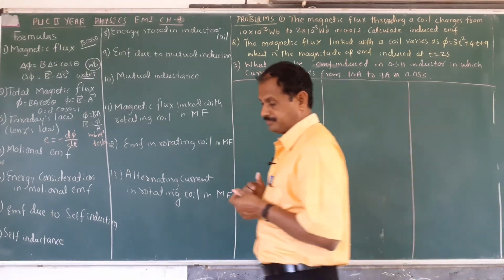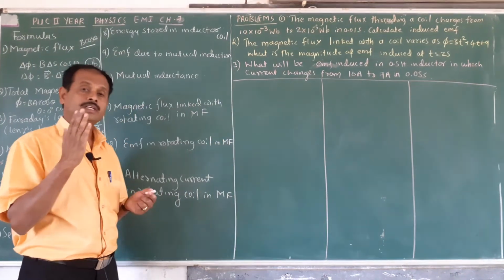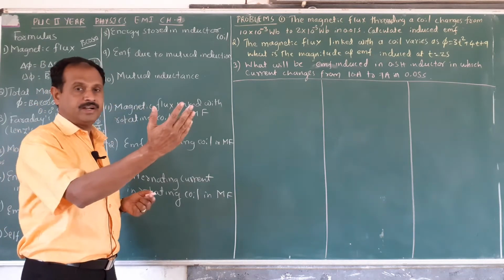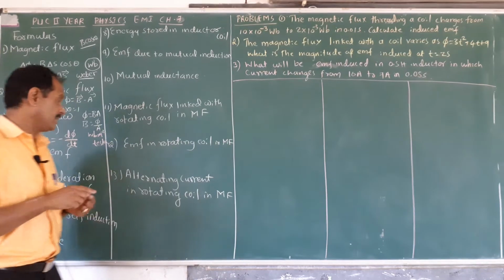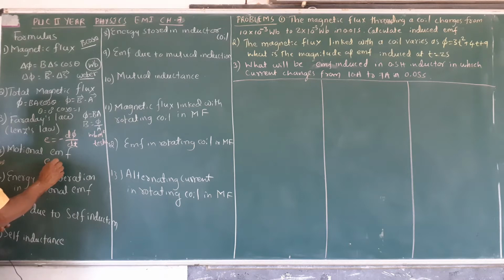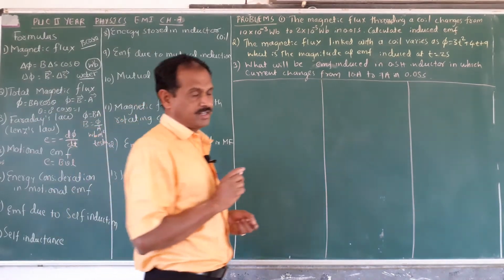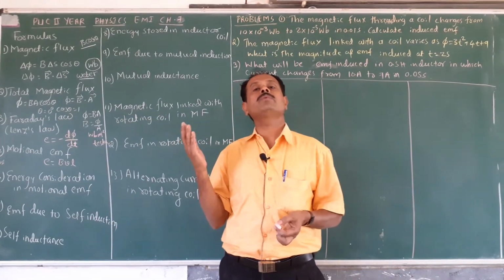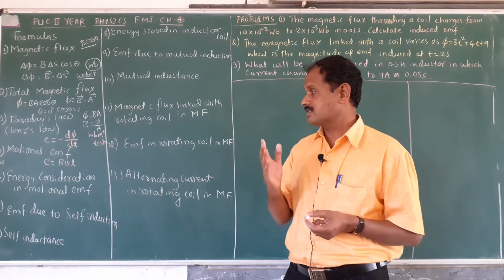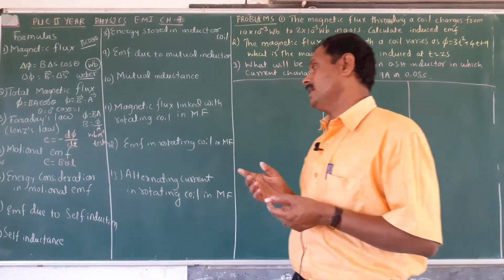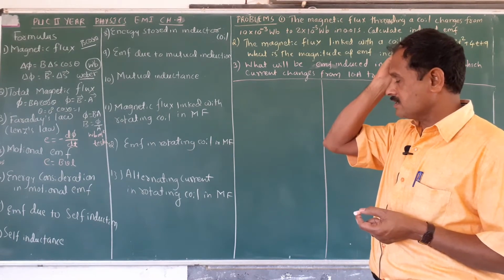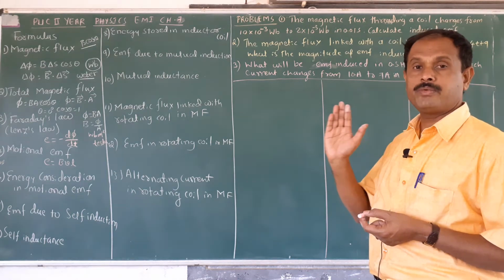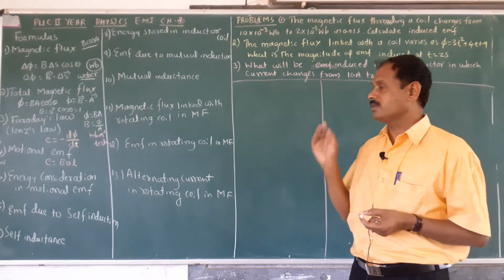Now motional EMF. When a conductor is moved in a uniform magnetic field, the EMF is induced across the ends of the moving conductor. That induced EMF is equal to motional EMF, B into V into L. What is the B here? B is the magnetic field. V is the velocity of the moving rod or moving conductor. L is the length of the rod. V is the velocity of the moving rod of length L, which is perpendicular to the magnetic field.